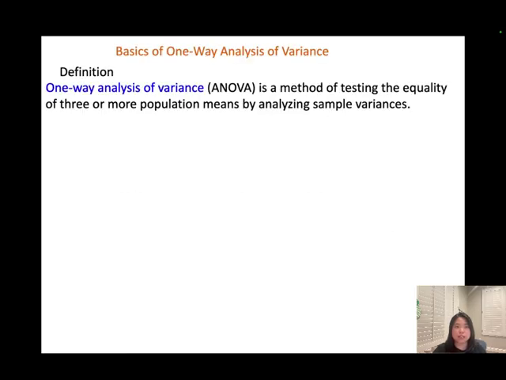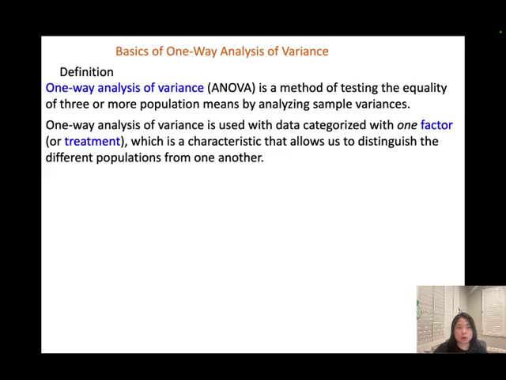Definition: one-way analysis of variance, ANOVA, is a method of testing the equality of 3 or more population means by analyzing sample variance. One-way analysis of variance is used with data categorized with one factor or one treatment, which is a characteristic that allows us to distinguish the different populations from one another. We also have the two-way analysis of variance, which means we will have two factors or two treatments. But for this course, we only cover the one-way analysis of variance.